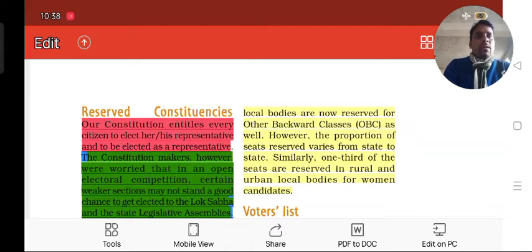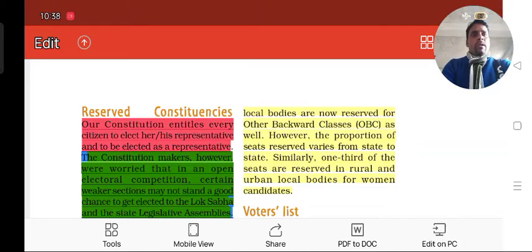Similarly, one-third of the seats are reserved in the rural and urban local bodies for women candidates also. Just as seats are reserved for SC, ST and OBC, especially SC and STs, in the same way as at the state level or the central level, reserved seats are also available for women candidates. So that is all about the concept of reserved constituencies that we are discussing.